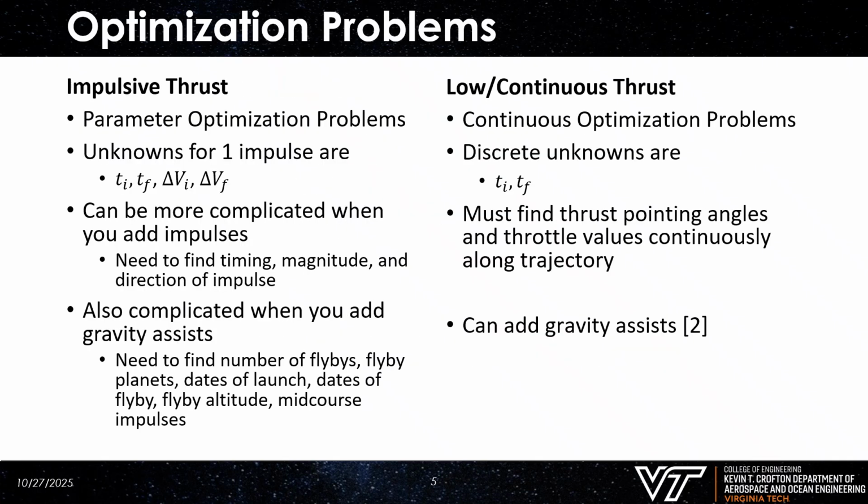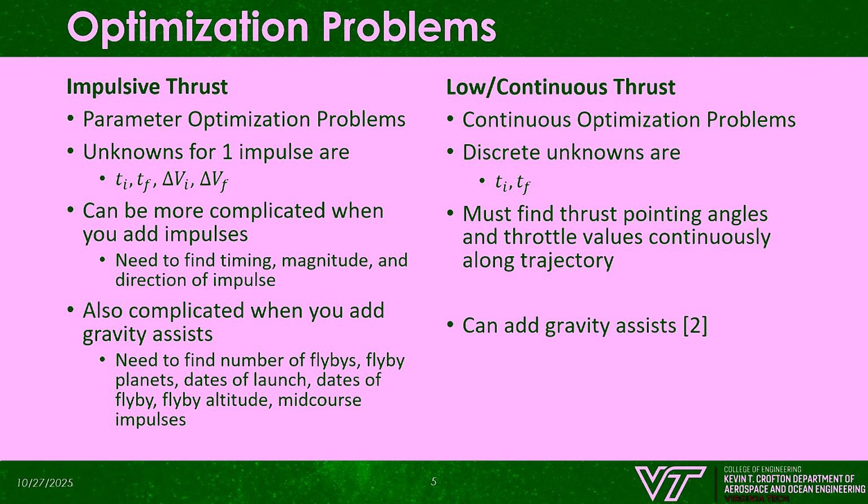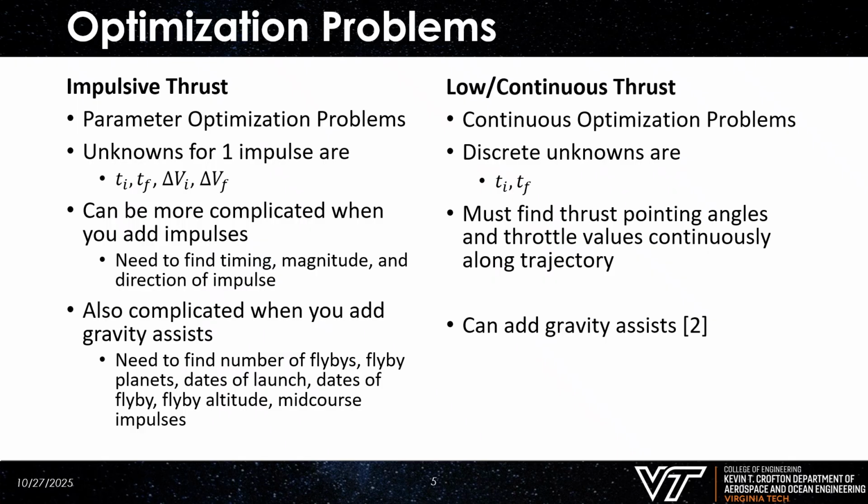For the different types of optimization problems for spacecraft trajectories, we can break them into impulsive thrust problems and low continuous thrust problems. So our impulsive thrusts are sort of like our chemical propellant. These are parameter optimization problems. And if you're only doing a single impulse, your unknowns are just your initial time, your initial delta V, and your final delta V. We can further complicate this by adding more impulses. Once you do that, you need to figure out the timing between these impulses, the magnitude of these impulses, and the direction of that impulse.